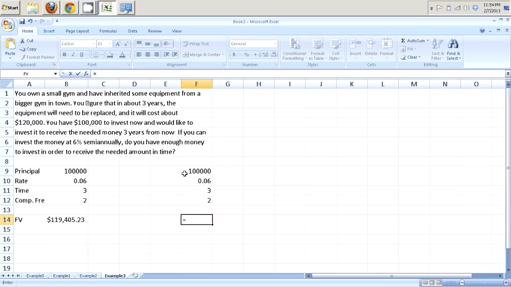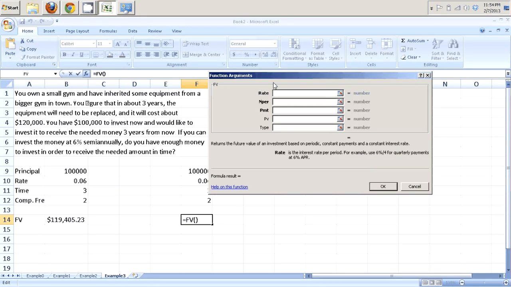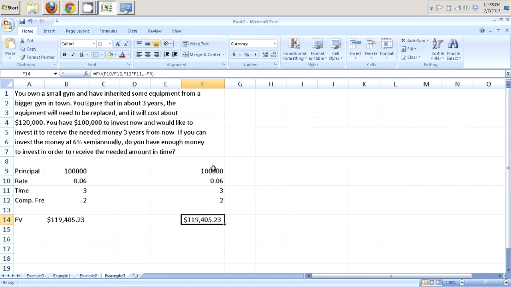And this is the future value of the rate divided by the compounding frequency, and the negative principal. Right, well, what if I'd had $101,000? That gets me there. Okay, not bad. What if I have $100,000 with 500 extra? That more than beats it. If I have 100,250, not enough.